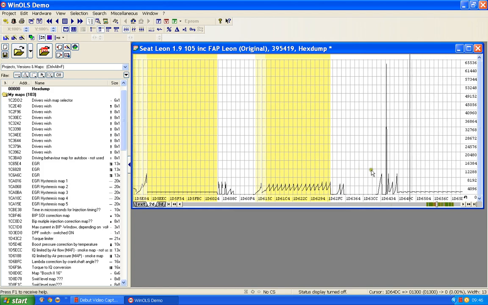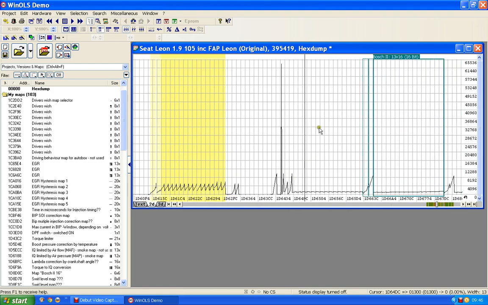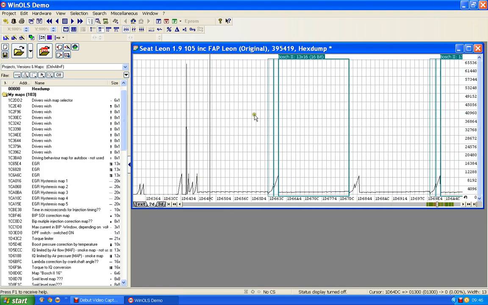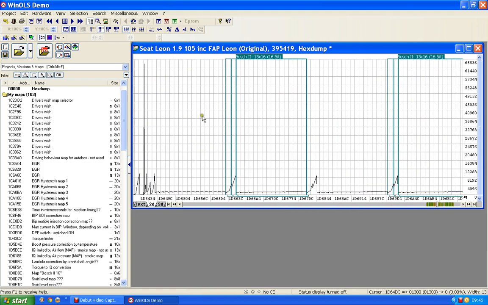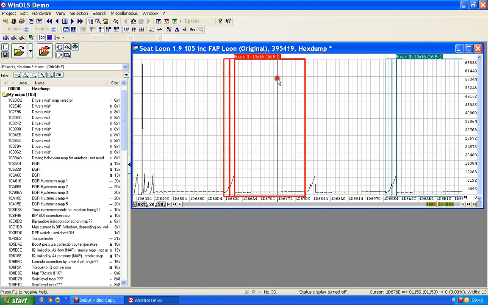Now if I scroll forward, what I find is an area here with 4 maps. One there that Winols has found, one there that Winols hasn't, one there that Winols has found, and one there maybe that Winols hasn't found.